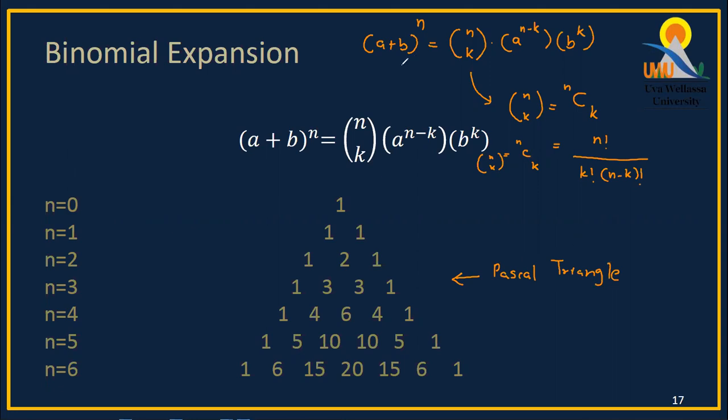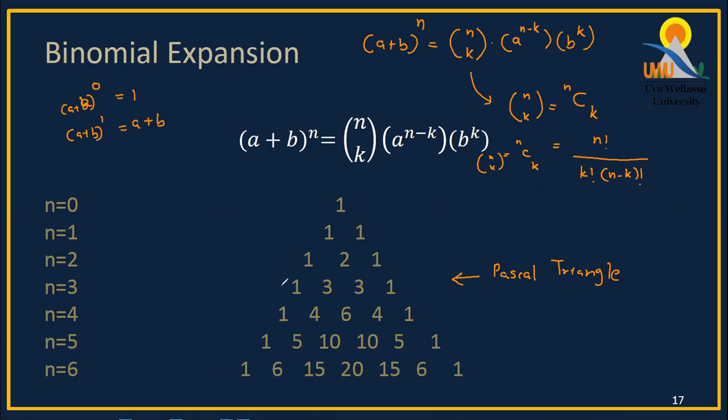For the Pascal triangle, what you can see here is, for n equals 0, you will have only a single term, because the zeroth power of any term is equal to 1. That is why we are getting only 1, only one term is here, and its coefficient is 1. If n is equal to 1, (a + b) to the power 1, then it is equal to a + b. And now you can see that the coefficients are 1 and 1.